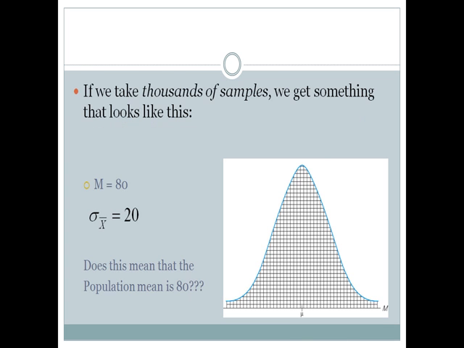But what if we take thousands of different samples from this population? Under specific circumstances, in most circumstances, you'll get something that looks like the graph in the bottom right-hand corner. All those different samples are going to pile up on top of each other around a certain number. In this case, it's 80, with a standard deviation of 20. Does this mean that the population mean is 80? So all these different samples are piling up around 80. What does that mean?